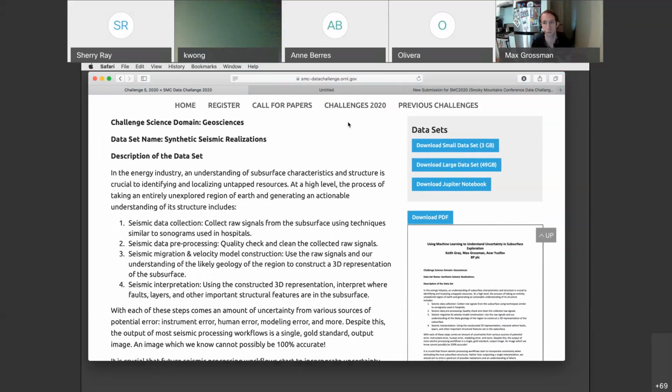What structures of interest look like in the subsurface versus where we're just guessing and there's a lot of uncertainty of our subsurface structures. I'll give a quick background and then explain more about what our data set contains.